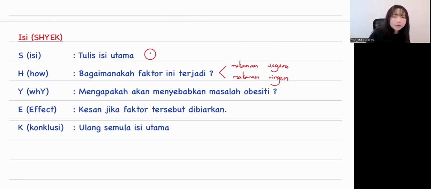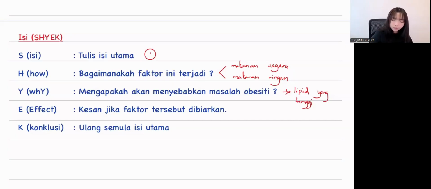Dan mengapakah akan menyebabkan masalah obesity? Why? Okay. Pengambilan diet yang tidak seimbang. It's because the kids love to eat fast food and also all the junk foods, the snacks. That's why this would cause obesity. Because all these foods are full of what? Fat and also lipids. Lipids is actually one kind of lemak, which will cause obesity. So over here, it's mainly because lipid yang tinggi, which means lemak yang sangat tinggi. Then after that is the kesan.